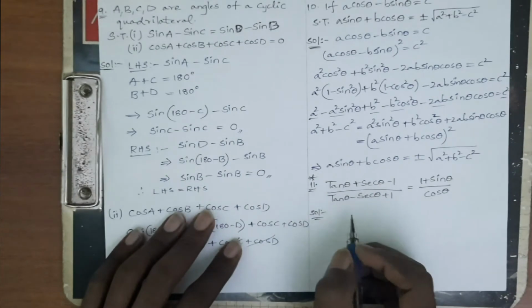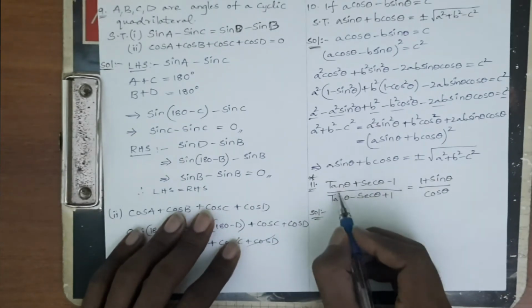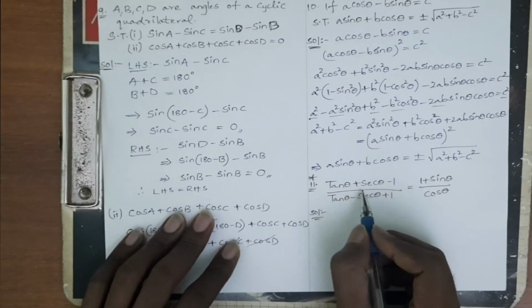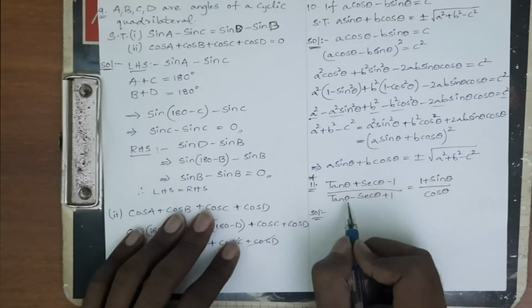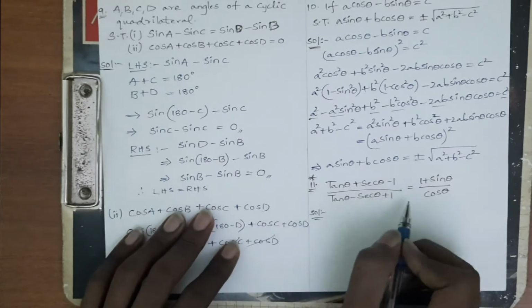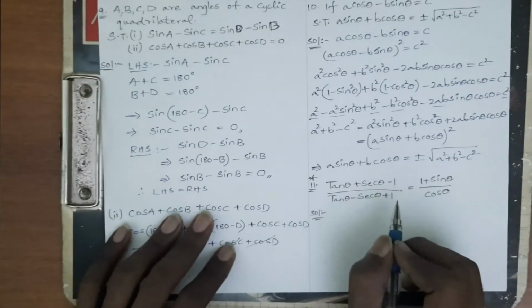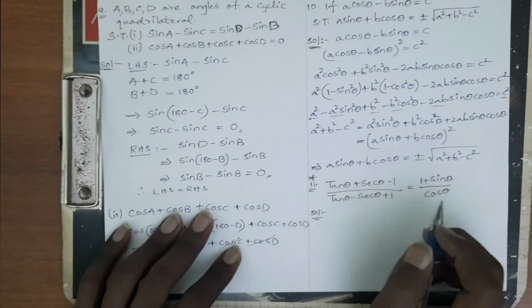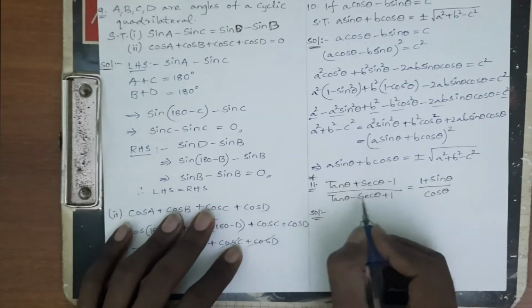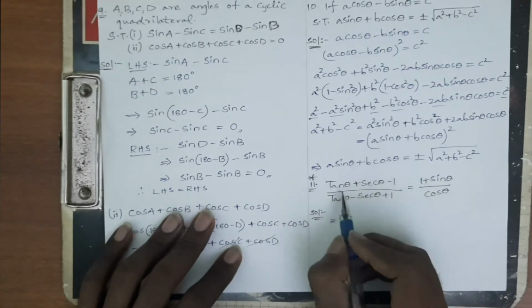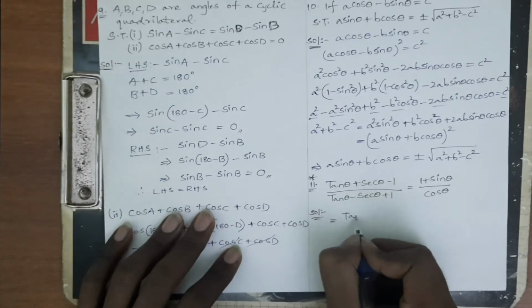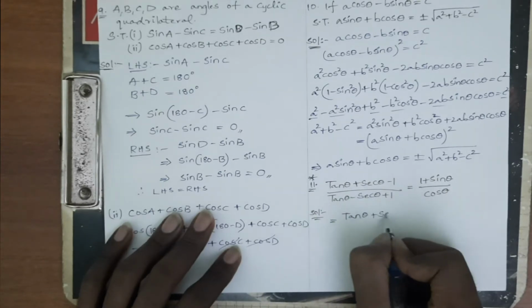So let's move on to the next question. The next question is (tan theta plus secant theta minus 1) by (tan theta minus secant theta plus 1). We need to show that this is equal to (1 plus sin theta) by cos theta. This is a very important question, and it has been repeated a few times previously. So we can write this tan theta plus secant theta.